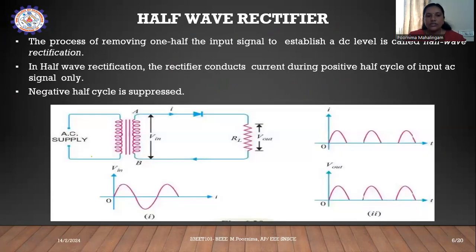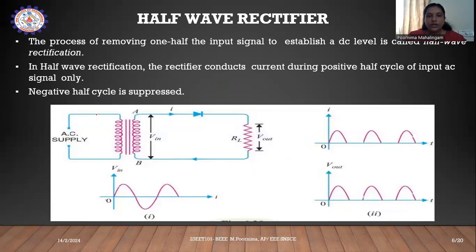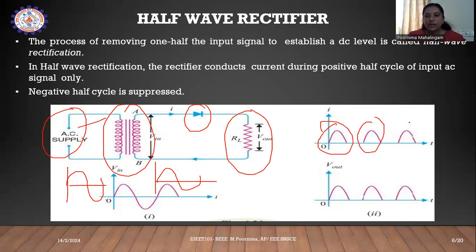Here we can see a small animation video. We have already seen the AC supply, the step-down transformer, the diode and the load. The input is the 230 volt AC supply, stepped down and given across the load, and finally we are getting half cycles. We are getting only positive half cycles.